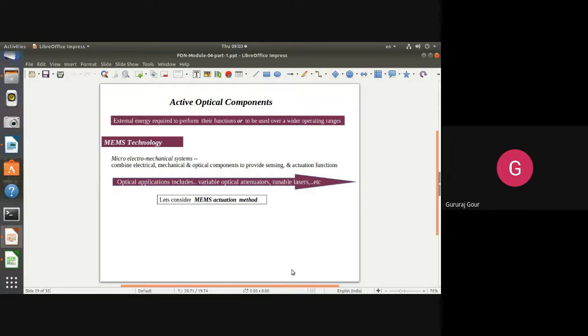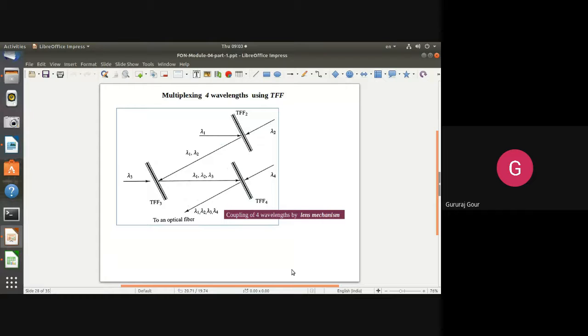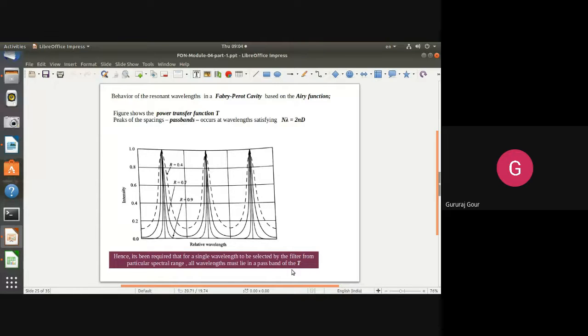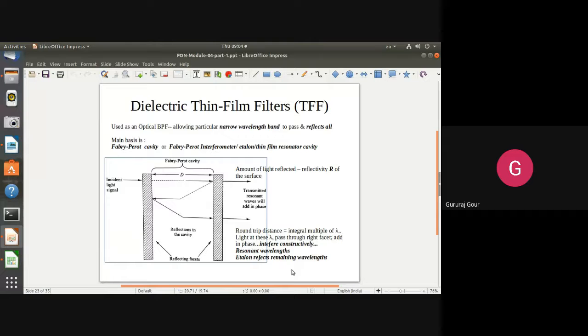And moreover, we have also seen how to implement other applications like add drop multiplexers using those passive components. If we go back there, we have seen how to implement coupling of four wavelengths by the lens mechanism using thin film filter. These are the thin film filters using Fabry-Perot cavity, as we have discussed yesterday.